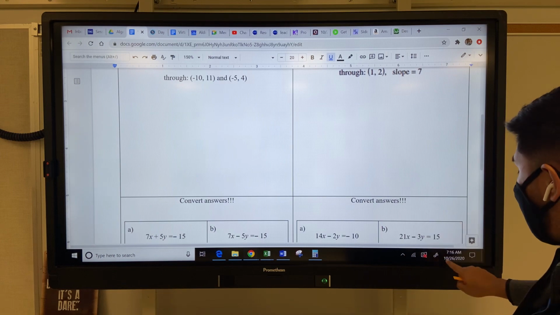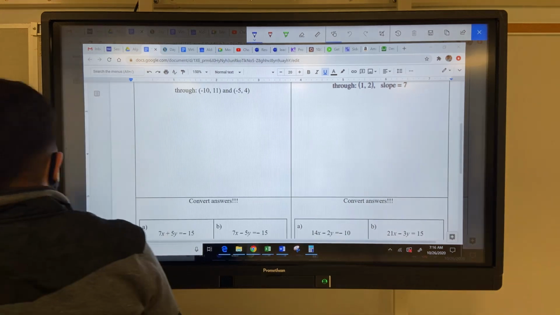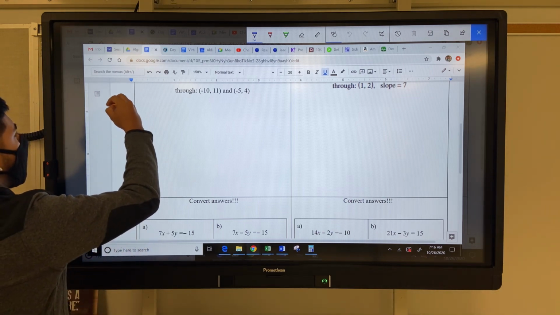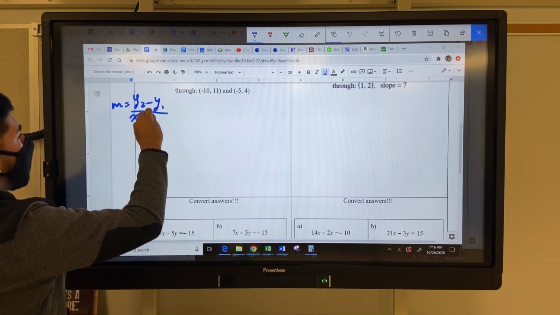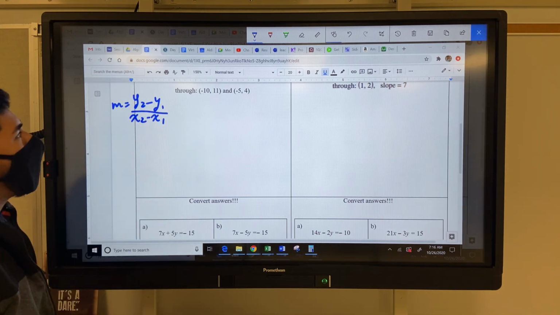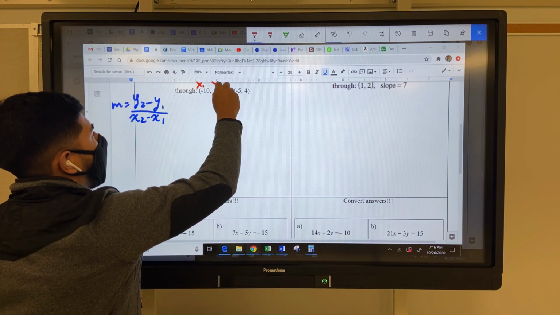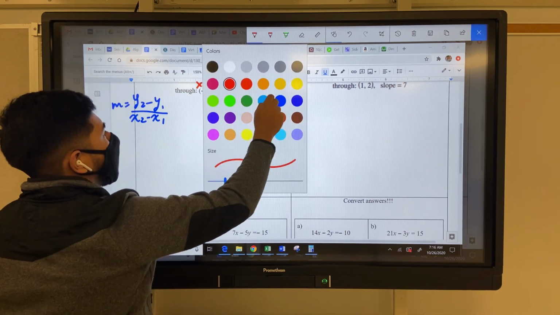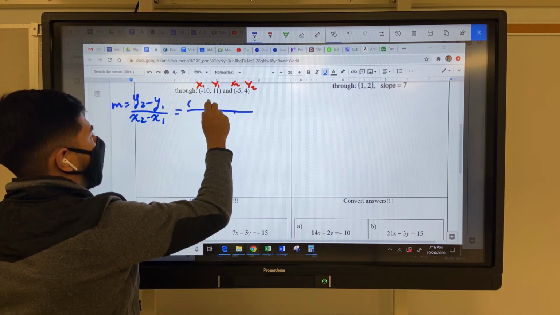So we got the first side, which is through 2 points. Remember, you look for the slope and then you borrow one of the points and then you solve. So let's do the slope real quick. My slope is y2 minus y1 over x2 minus x1. I forgot to label, so let's label real quick: x1, y1, x2, y2. And then we're just going to put it in the fraction and solve.